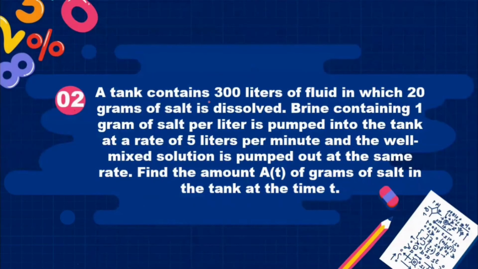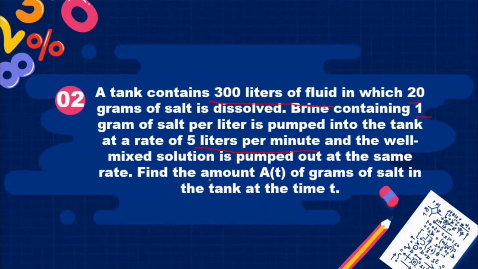So initially the tank is filled with 300 liters of fluid in which 20 grams of salt is already dissolved, and brine containing 1 gram of salt per liter is pumped into the tank at a rate of 5 liters per minute. And then the whole solution is well mixed. The solution, the fluid with 20 grams of salt dissolved and the brine containing 1 gram of salt per liter, all of that is mixed and then pumped out at the same rate, which is 5 liters per minute. So the question actually is very easy.